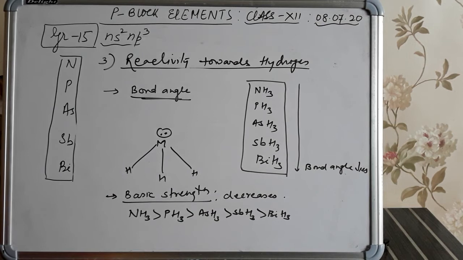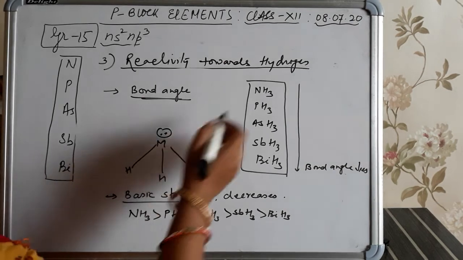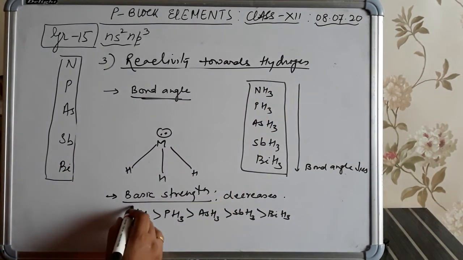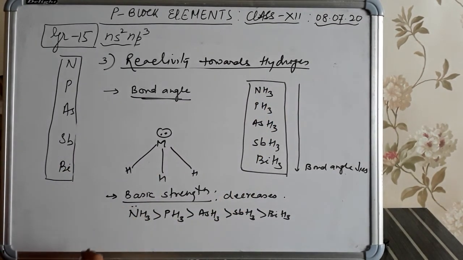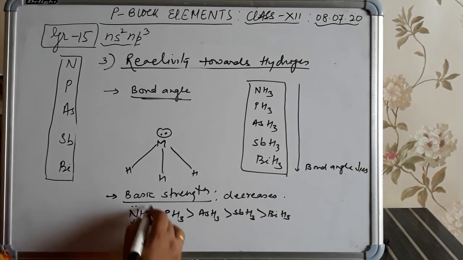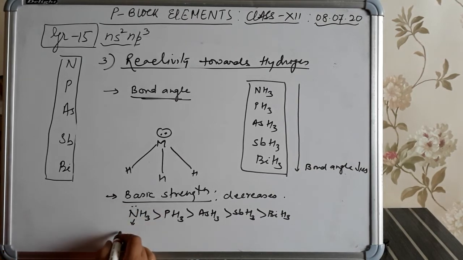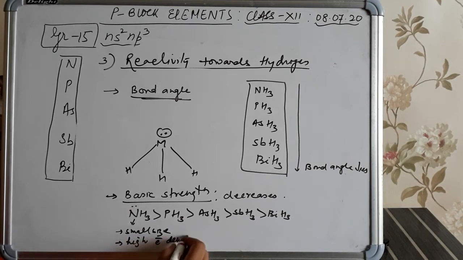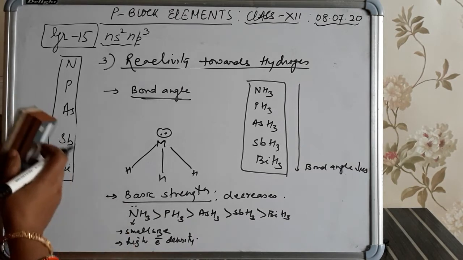Electron releasing tendency is maximum in nitrogen due to high electron density and small size. So simply we can write why this particular hydride of nitrogen is more basic in nature: small size and high electron density. Next, the characteristic is thermal stability.